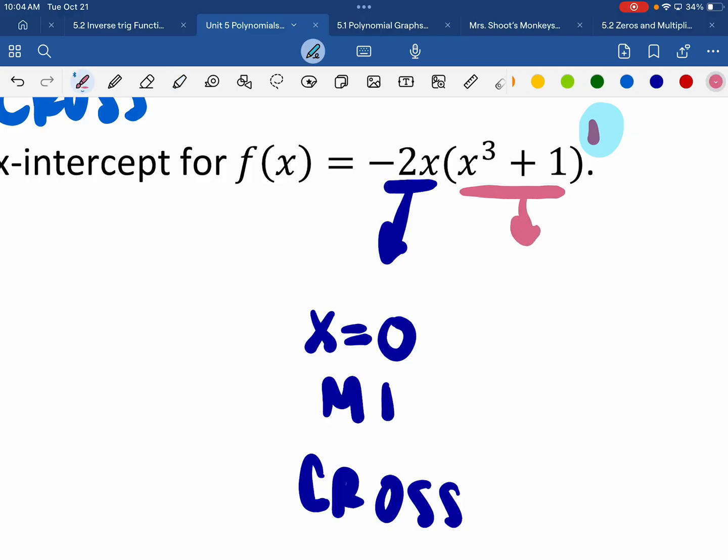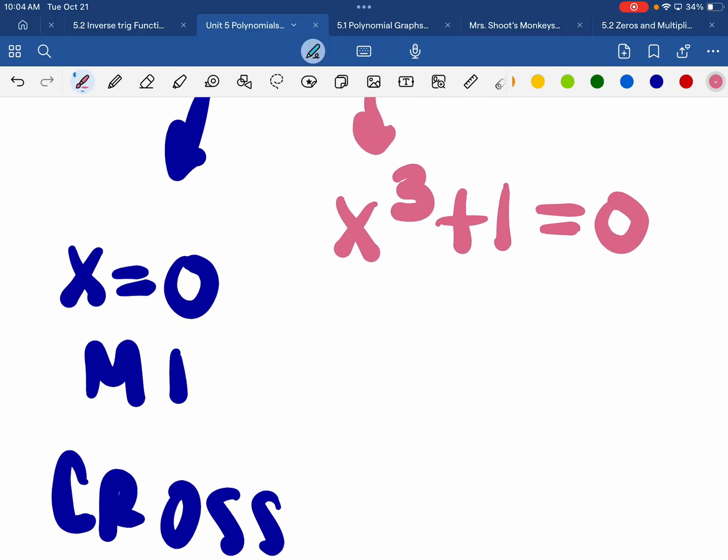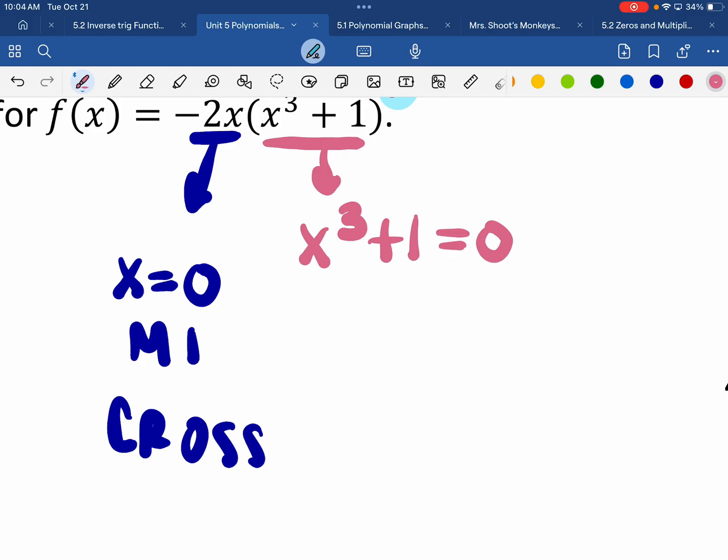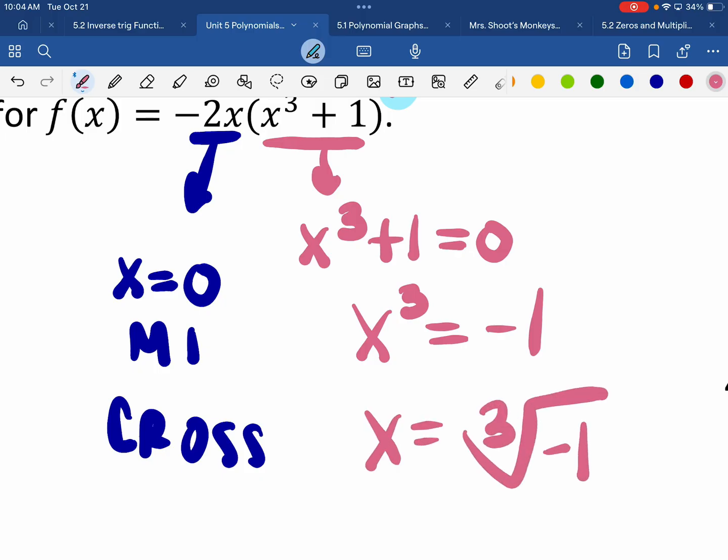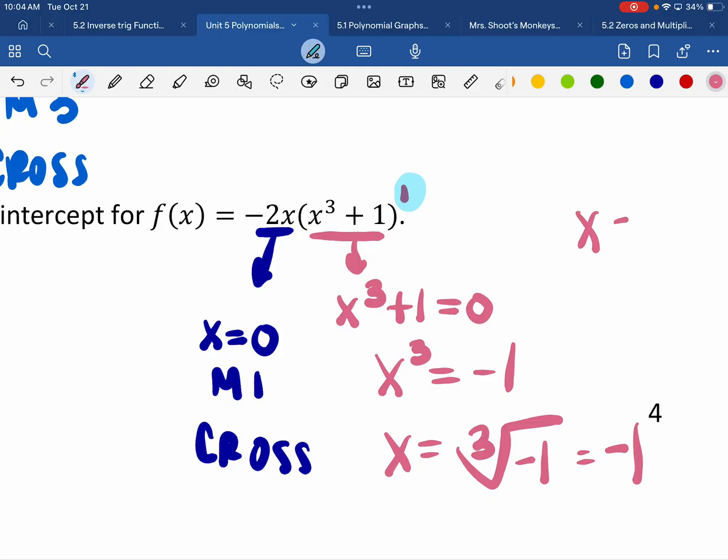Now to solve, we are going to take this guy and set it equal to 0. This one we might need to write out instead of doing it in our head. So what would you do first? Subtract the 1. And then? Cube root. Can you cube root -1? Yes, what is it? -1. So my 0 is x equals -1. What is the multiplicity? 1. And so you are going to cross.